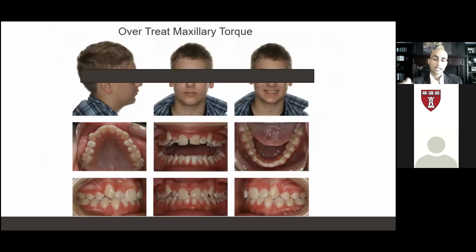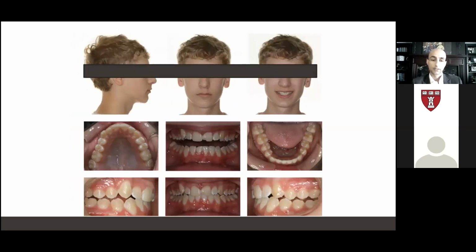With torque in and of itself, again, it's a complicated movement. I want to just talk about some considerations. So this young man came in and he was interested in Invisalign, and you can see his chief complaint here was really the high cuspid. He did not like that. So we went ahead and put him into Invisalign, and we comprehensively treated the case. And he came back after his first set of aligners looking like this. So that clearly is not what we intended.